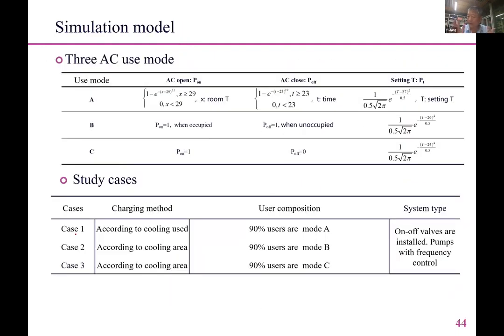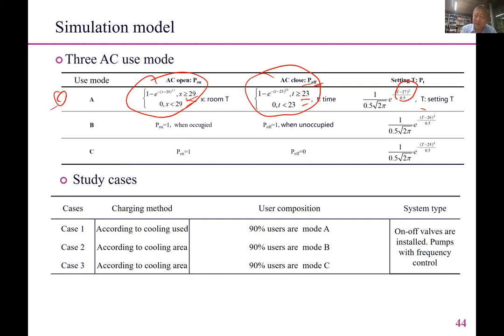Then we did some simulation. We designed 3 models. One is just what happened there. When people turn on the functional unit depends on the indoor temperature. The mean value is 29, but it's a probability distribution. And when people turn off the functional unit, it also depends on the temperature, also a probability distribution. The set point is around 27 degrees C. That is one model.